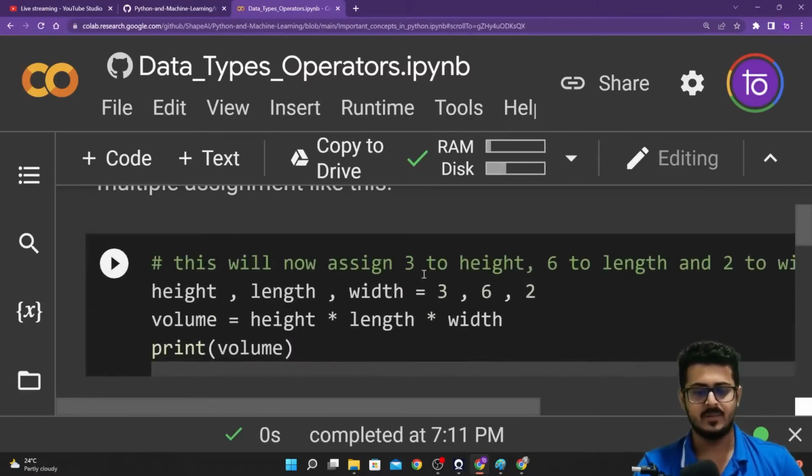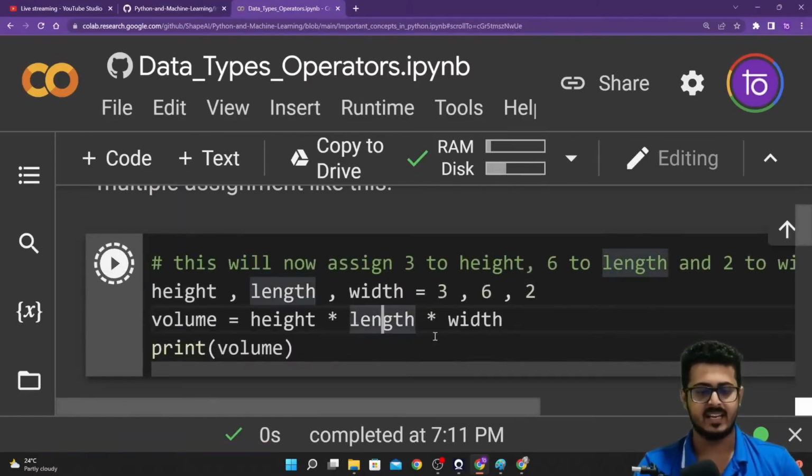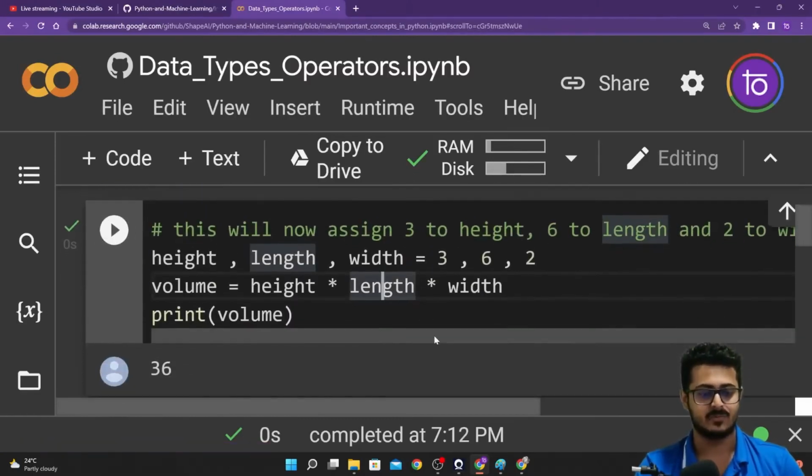Great. So as you're able to see, this exact same thing we can write in just 3 lines of code and we are getting the exact same answer, that is 36.